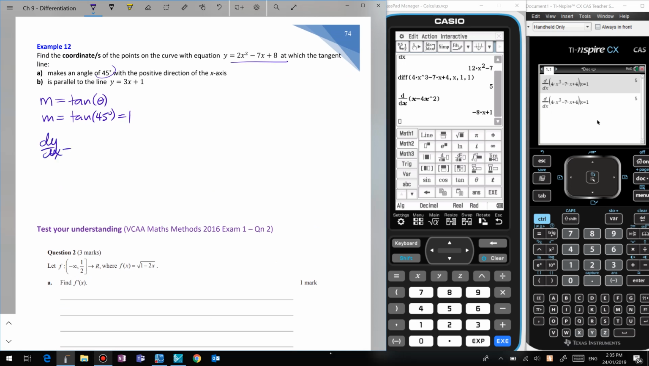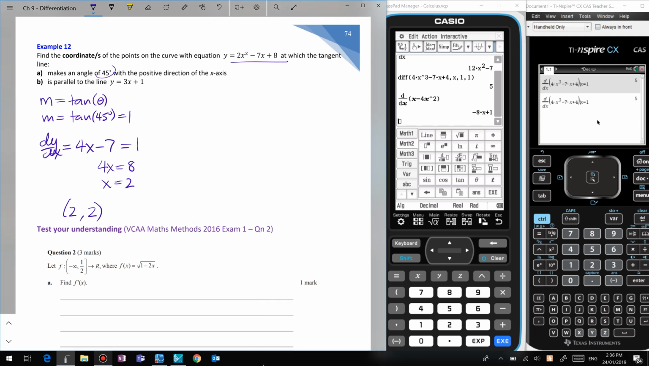So dy/dx is equal to 4x minus 7. Set it equal to 1. 4x is equal to 8. x is equal to 2. So when we sub 2 back into the function, 2 times 4 is 8, minus 14 is minus 6, plus 8 is 2. So that's our point where the gradient equals 1.